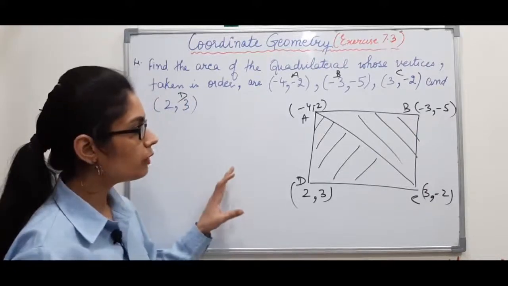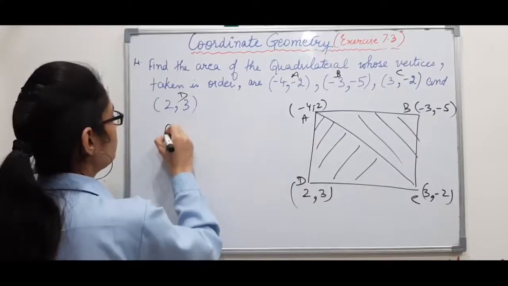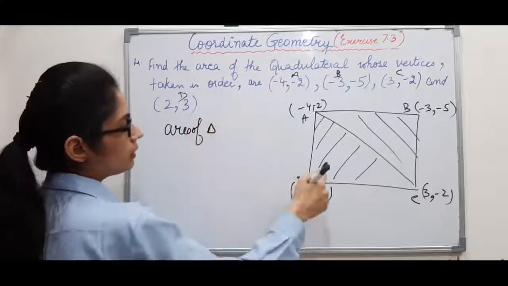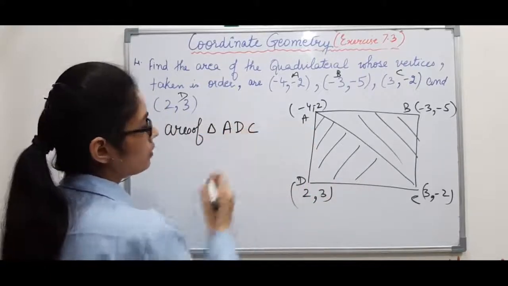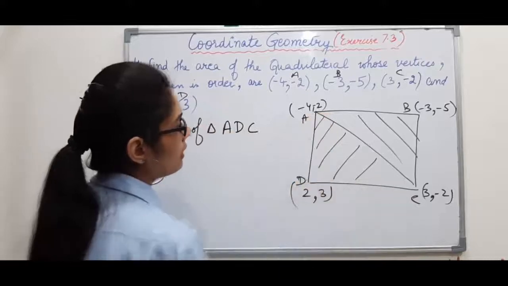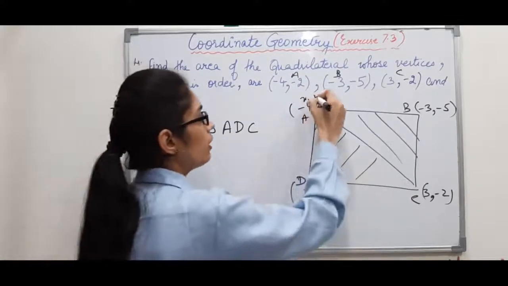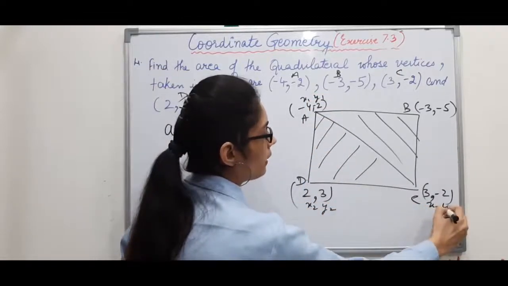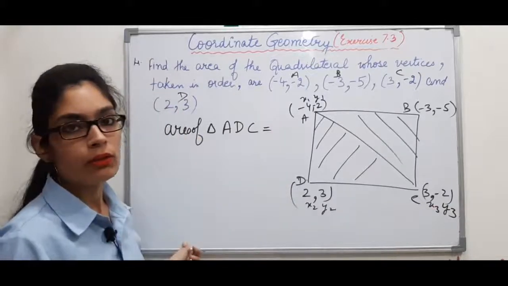In the previous question also we used the formula for the area of a triangle, so the same formula you can use. First of all, find the area of this triangle ADC. Here you can mention x1 y1, x2 y2, x3 y3. Now you can apply the formula and find the area.